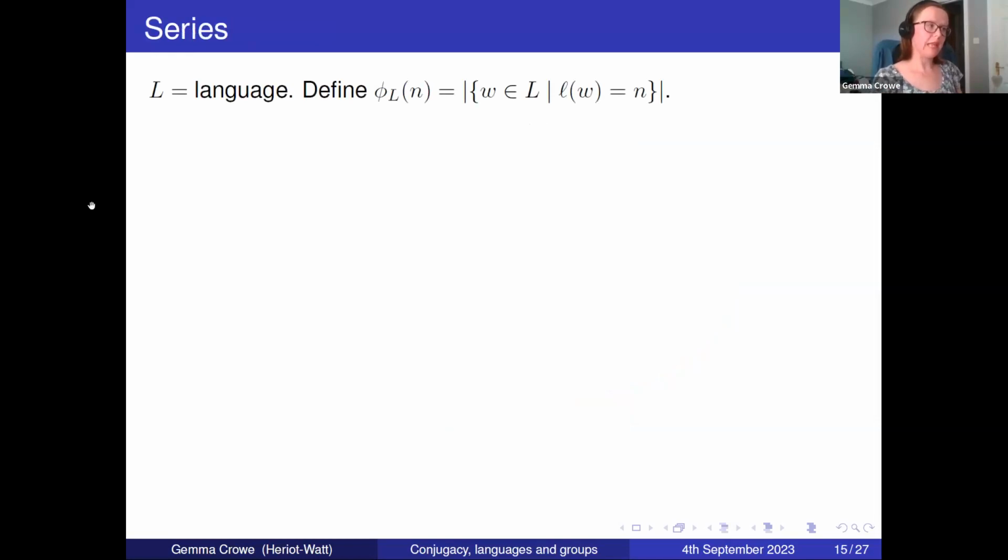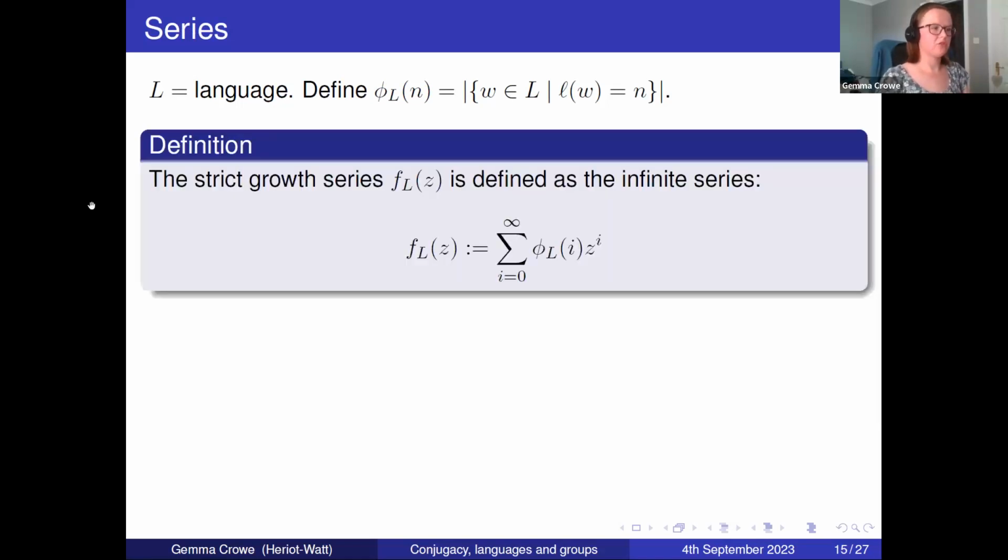So suppose I give you a language. It doesn't matter if it's regular or whatever. I can define a counting function, which literally just counts the number of words you have in that language of length n. And then from that, it's very natural to just create an infinite series, which just counts the number of words of length n, etc. Right? So for example, if you were doing growth of groups, you're counting elements of length n, sort of thing.